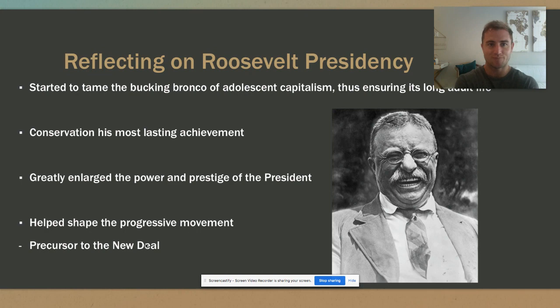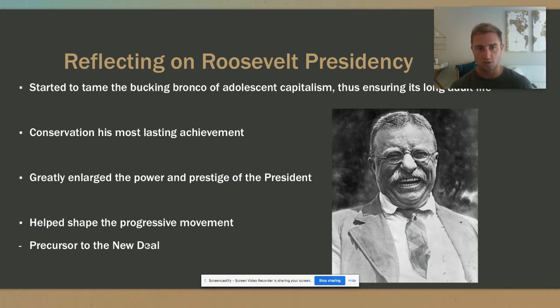All right, let's reflect on Teddy Roosevelt's presidency in general. What did he do? In a time of rising socialism, Teddy Roosevelt is going to exert enough control over big business to protect capitalism in our country. He protects against a rising wave of socialism. And so the way that The American Pageant puts it is it starts to tame the bucking bronco of adolescent capitalism, thus ensuring its long life into adulthood. And so that's obviously a major contribution in protecting the capitalistic history of our country.